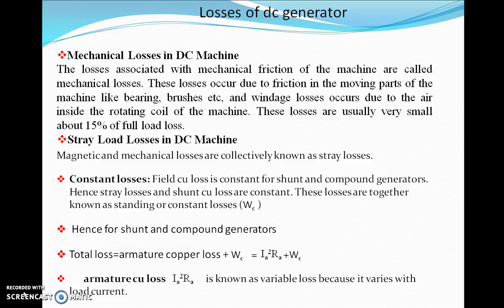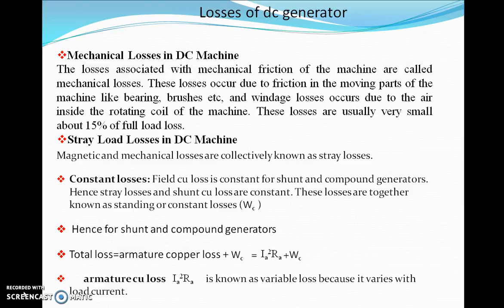And the next one is the stray losses in a DC machine. Magnetic and mechanical losses are combinedly known as the stray losses. If you consider the constant losses, the field copper loss is constant for shunt and compound generators. Hence, stray losses and shunt field copper loss are constant. These losses together are known as the constant losses or standing losses of a DC machine.